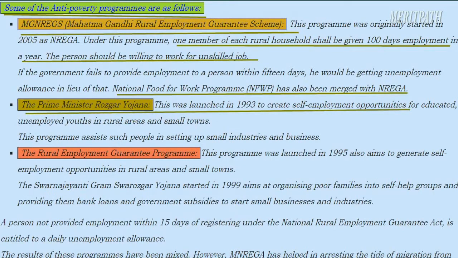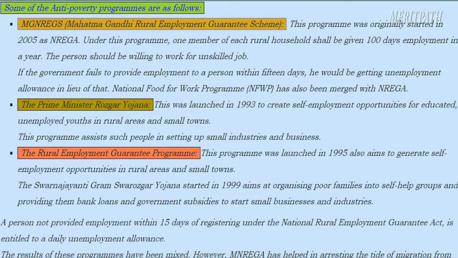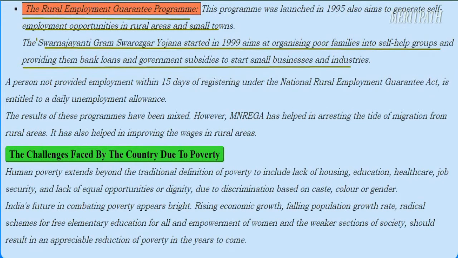Prime Minister's Rozgar Yojana was launched in 1993 to create self-employment opportunities for the educated and unemployed youths in both rural areas and small towns. This program assists people in setting up small industries. Next is the Rural Employment Guarantee Scheme. This was launched in 1995. It aims to generate self-employment opportunities for people in rural areas and small towns.